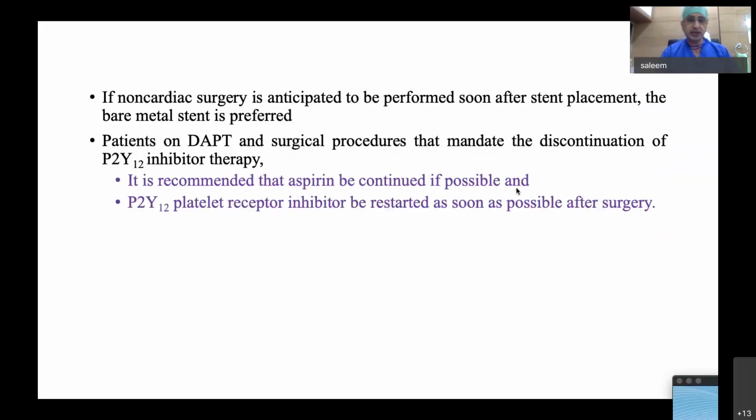If non-cardiac surgery is anticipated to be performed soon after stent placement, a bare metal stent is preferred over drug-eluting stents. In patients on dual antiplatelet therapy with a surgical procedure that mandates the discontinuation of adenosine diphosphate receptor inhibitor therapy, it is recommended that aspirin be continued if possible and the adenosine diphosphate receptor inhibitor be restarted as soon as possible after the surgery.